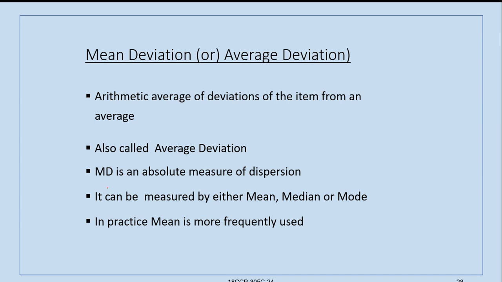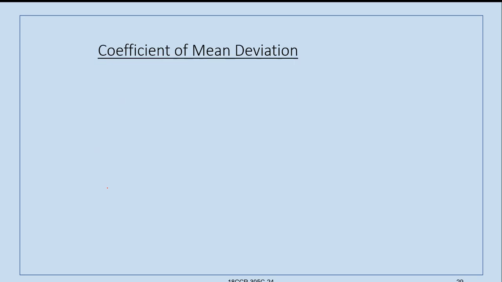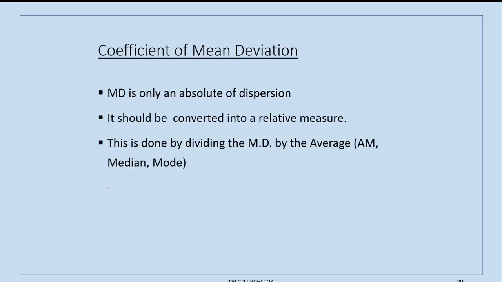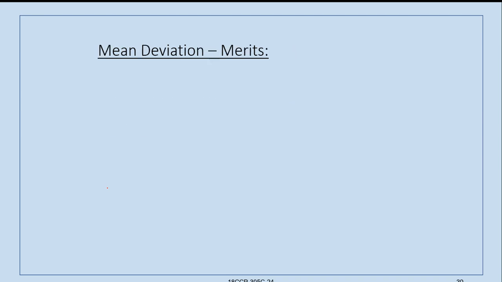In practice, the mean is more frequently used. Coefficient of mean deviation is obtained by dividing the mean deviation by the average, arithmetic mean, median or mode. So we will see what are the steps and the procedure of calculation, then we will understand better.